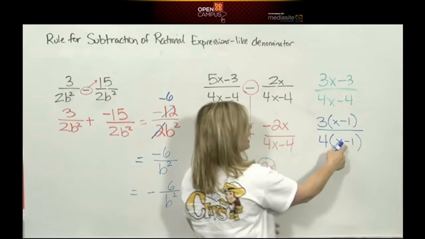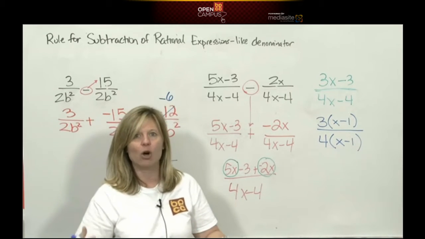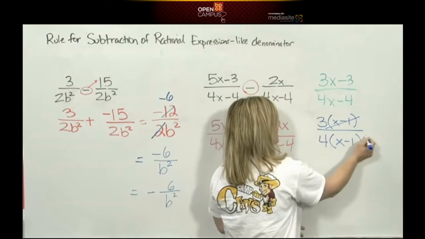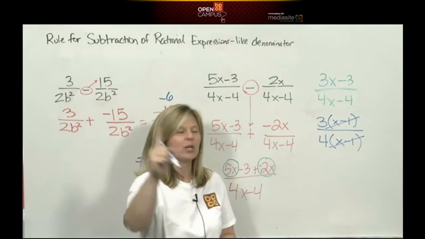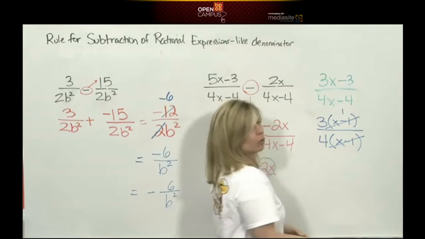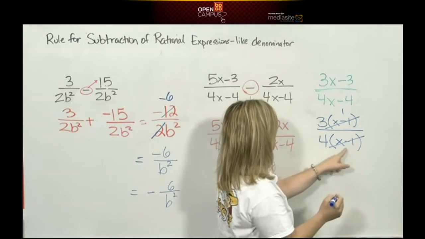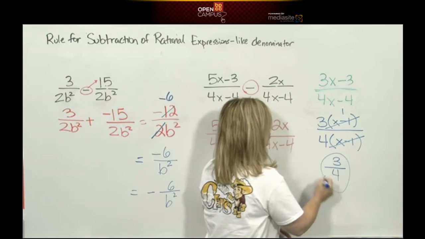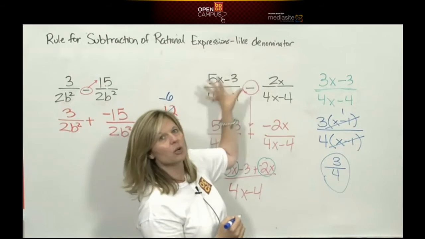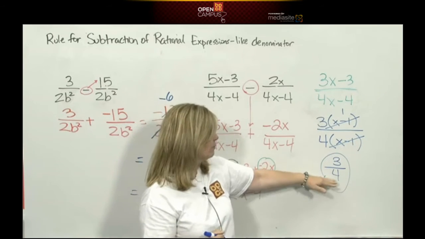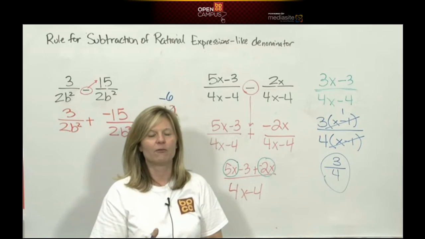x minus 1 and x minus 1 are the same binomial. When you divide the same term, your answer is always 1. We don't have to write the 1 because 3 times 1 would be 3. 4 times 1 would be 4. So the difference of these two algebraic fractions is the value 3/4.